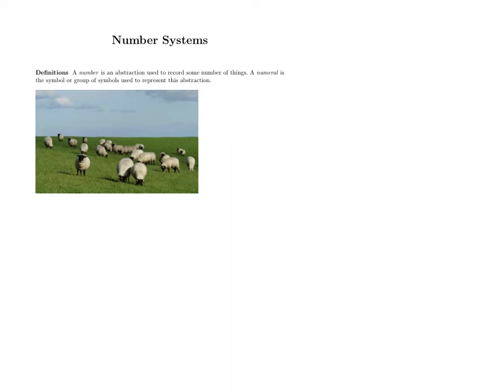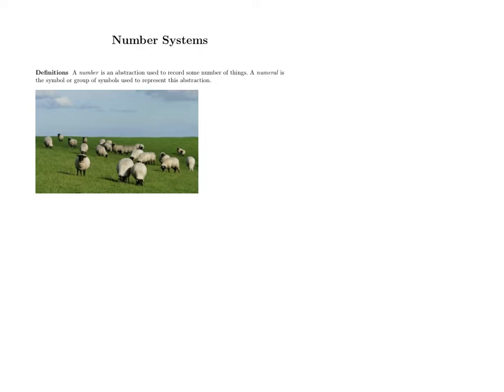In this lesson, we will study different types of number systems, ones that have occurred throughout history, as well as take a closer look at our own base 10 number system. So, to start with, just a couple of definitions. A number is this abstract idea, an abstraction that is used to record some number of things. And a numeral is the symbol or group of symbols that we'll use to represent this abstraction, this number.